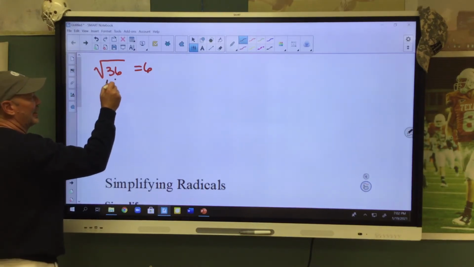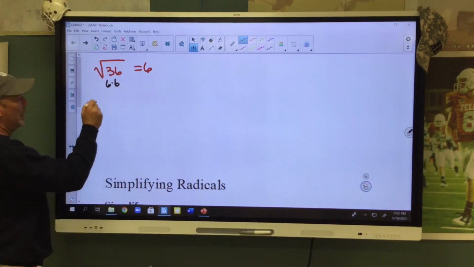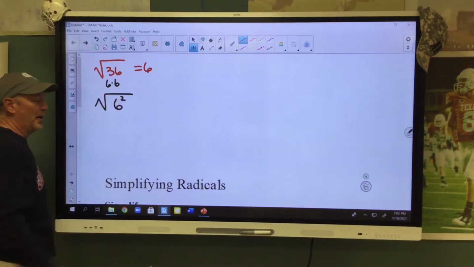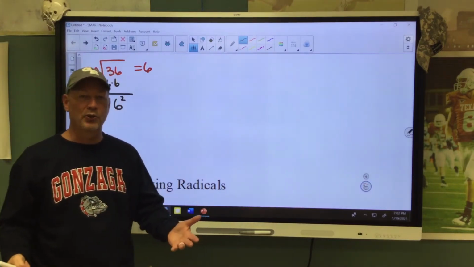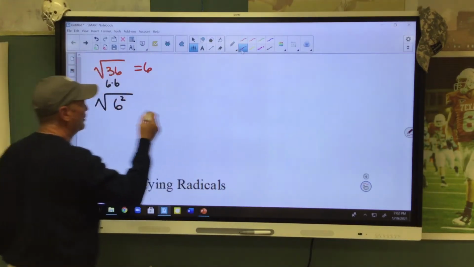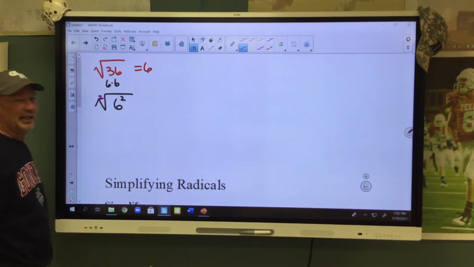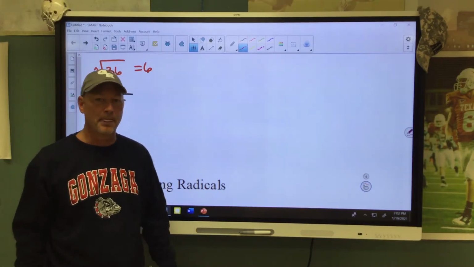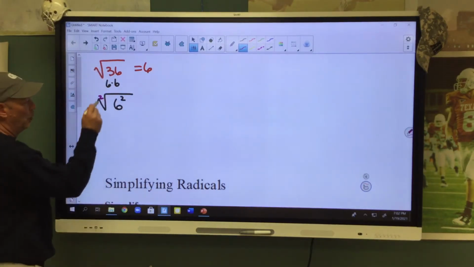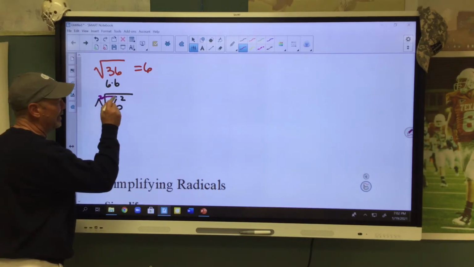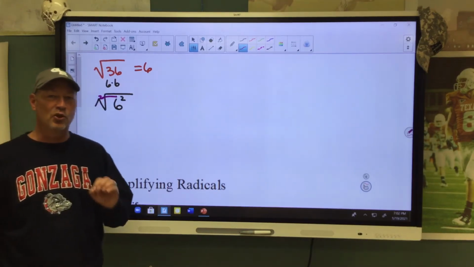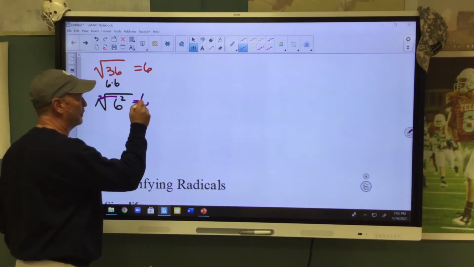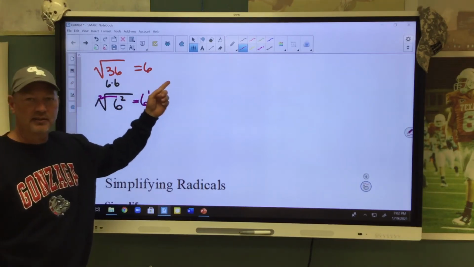36 can be 6 times 6. So we can write this as the square root of 6 squared. Now the reason we want to do this is there is an invisible little 2 sitting right here. It's the square root, but no one ever writes that 2, but there's an invisible little 2 right there. We're going to say take the root and divide it into the exponent. And you're going to say that 2 divided into 2 goes 1 time. And that's how we get our 6.